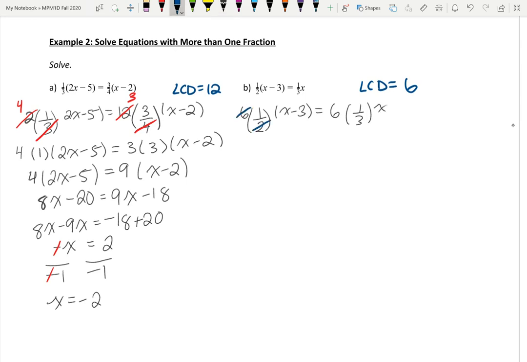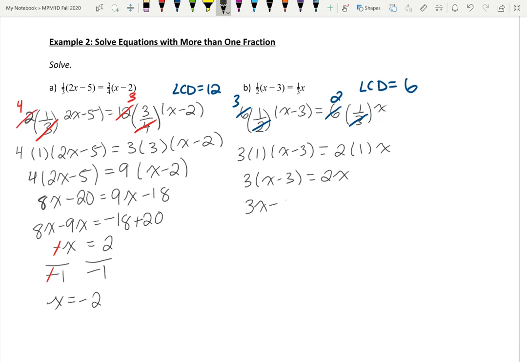So 6 divided by 2, 3 left over. 6 divided by 3, 2 left over. So my next line is 3 times 1 times x minus 3 is equal to 2 times 1 times x. 3 times 1 is 3. 2 times 1 is 2. 3x minus 9 is equal to 2x. 3x minus 2x is equal to 9. X is equal to 9.